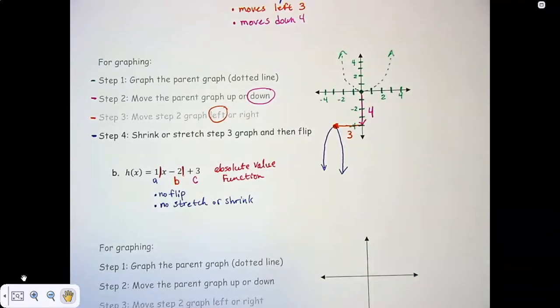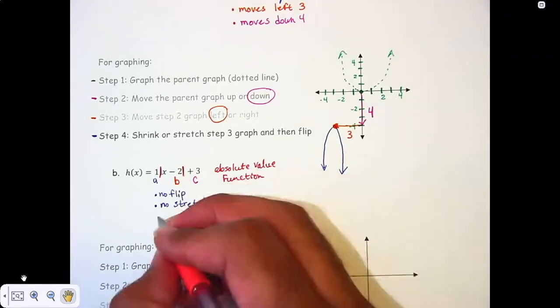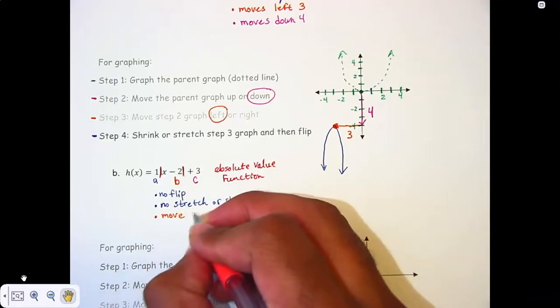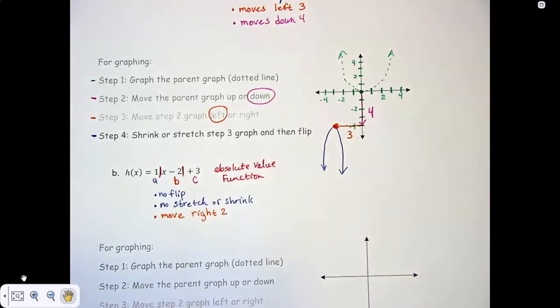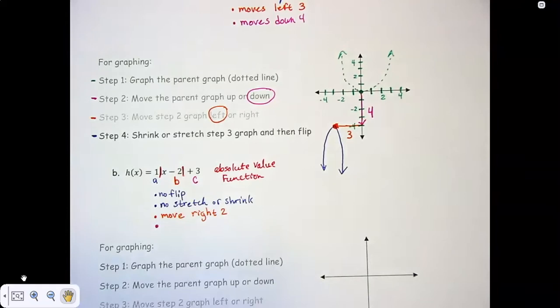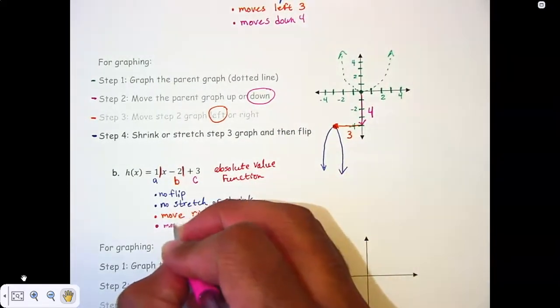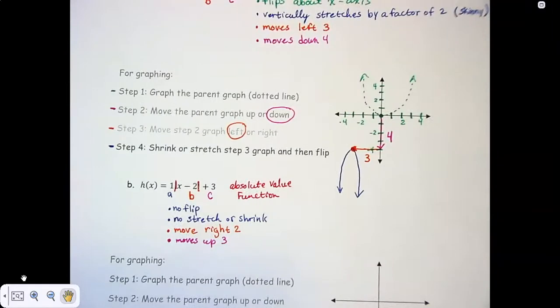All right. For the B portion of it, it's going to move left or right. And because it's negative, it means it's going to move opposite of what you think. So move right 2. And then the last one is C, and that one goes up or down. So it's a plus C, positive C, so that means it moves up. All right, so we got those. Cool.